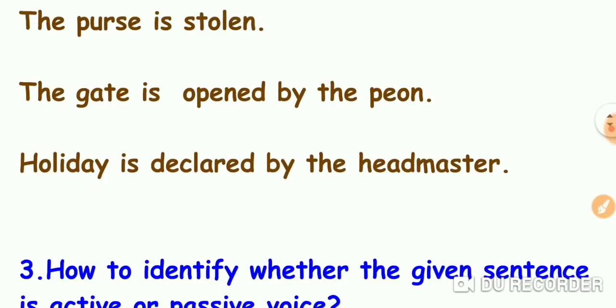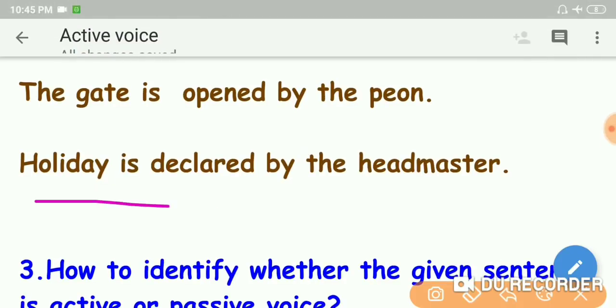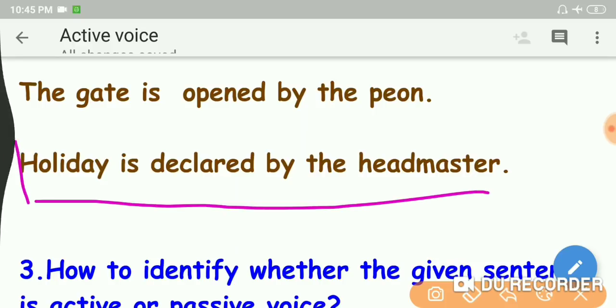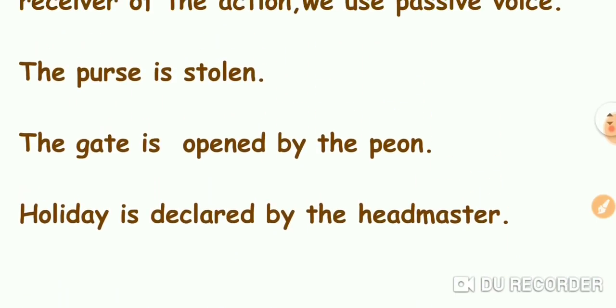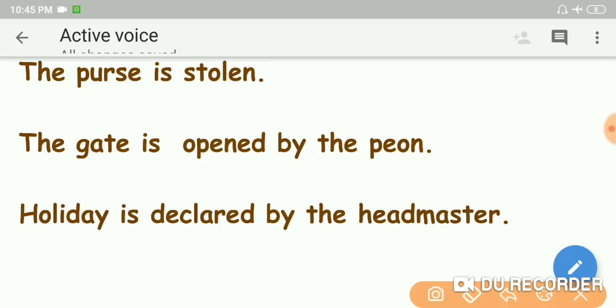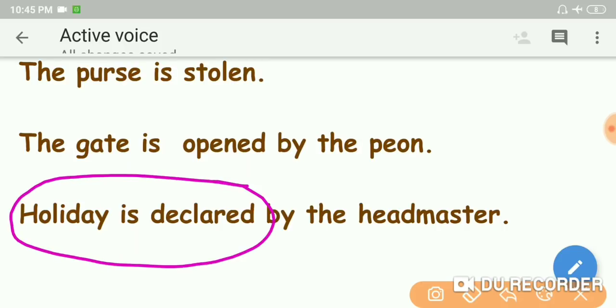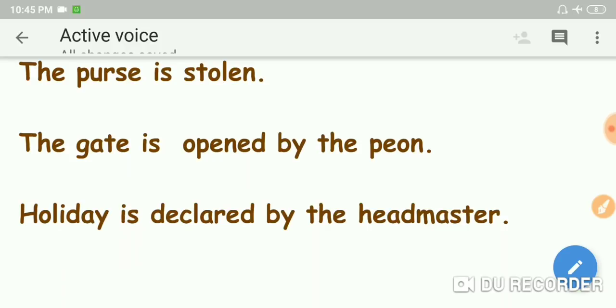At the same time, in the third sentence you can see, holiday is declared by the headmaster. Now we want to give importance to the receiver, my dear friends. So here holiday is important rather than who has declared it. So that's why here we give importance or prominence to the receiver. That's why here also passive voice is used.